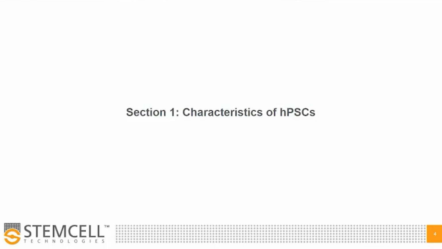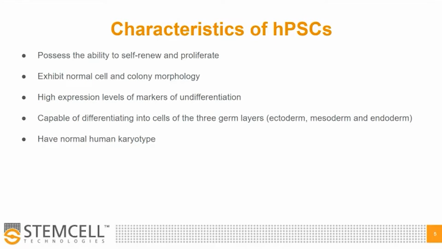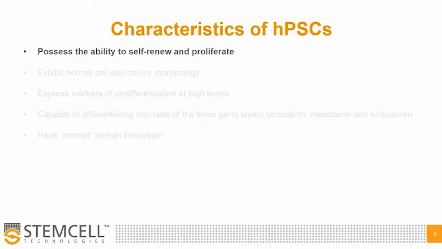Section 1, Characteristics of hPSCs. hPSCs possess the ability to self-renew and proliferate. They exhibit normal cell and colony morphology. They have high expression levels of markers of undifferentiation. They are capable of differentiating into cells of the 3 different germ layers, the ectoderm, the mesoderm, and the endoderm. They have normal human karyotype. And now we will go through each of these characteristics one by one. So let's look at their ability to self-renew and proliferate.